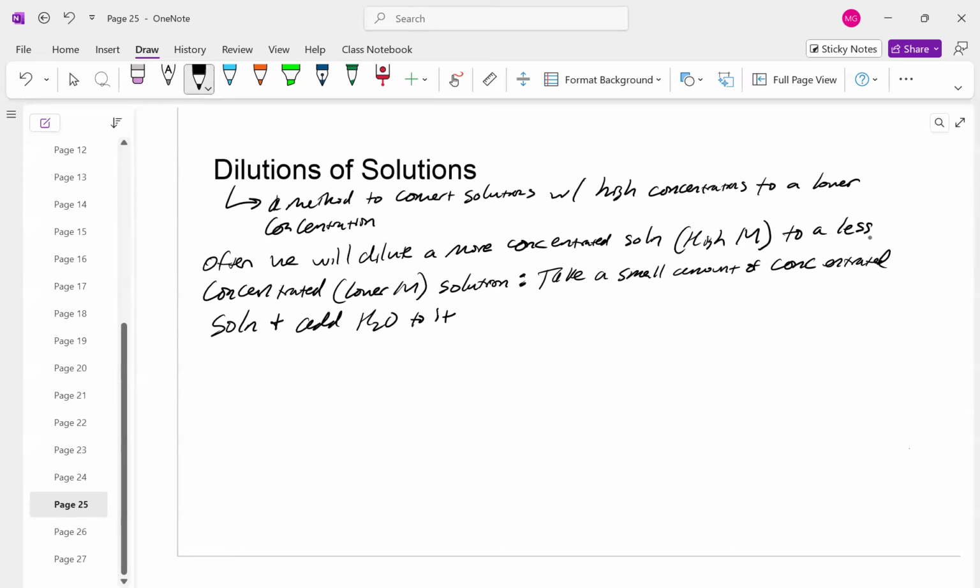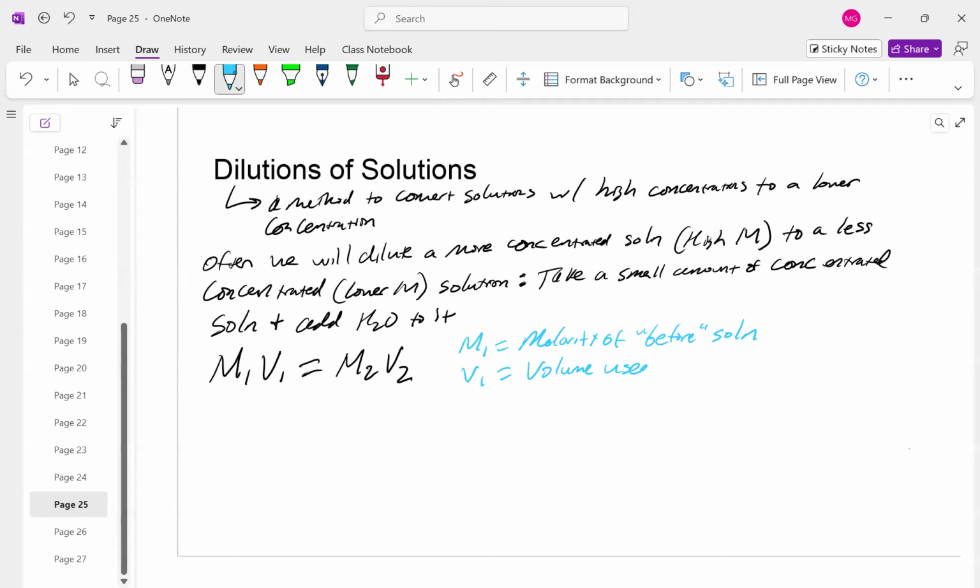Now, there's a very easy mathematical way to figure out how you can do this. We use this formula, M1 V1 equals M2 V2. M1 is the molarity of what I call the before, quote unquote, solution. So that's the more concentrated thing. V1 is the volume used of the before solution. So how much of that are we going to take out and make more dilute?